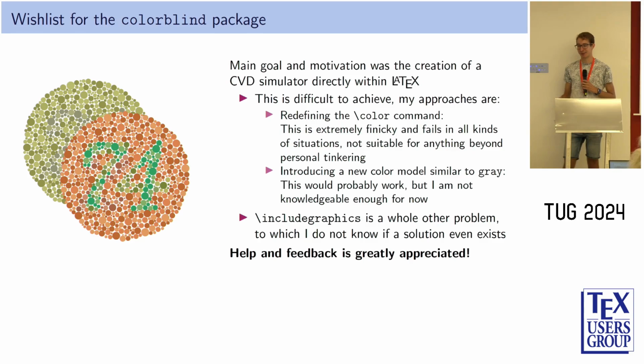The right way to go about doing this is probably to introduce a new color model. There is already the color model gray in Xcolor, which just converts all of your colors to grayscale, and I imagine that a similar thing could be done with a color model that's, for example, red-green blindness. But yeah, I don't know that much about how Xcolor works internally, and if someone of you has some idea of where I could read more about that, I would be really happy if you could come and talk to me.